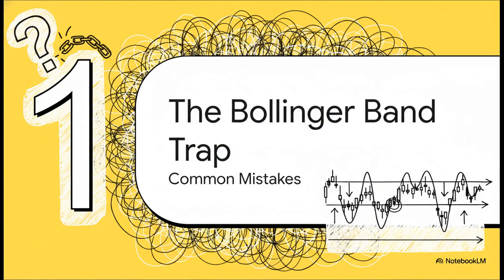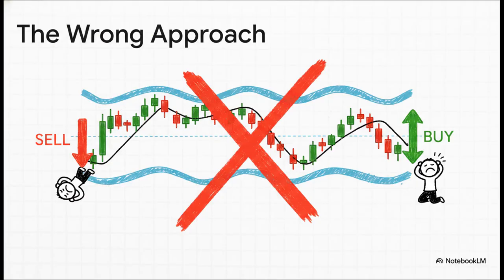Okay, so before we can learn the right way, we have to be super clear on the wrong way. We need to talk about the Bollinger Band trap. This is the common advice that just keeps most retail traders completely stuck. This is what you hear everywhere, right? You're taught to see the bands as these simple support and resistance lines. So price hits the top band, you sell. Price hits the bottom band, you buy. But that just completely misses the entire point.